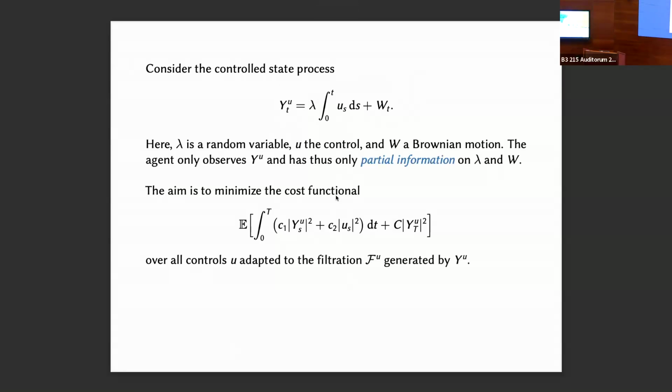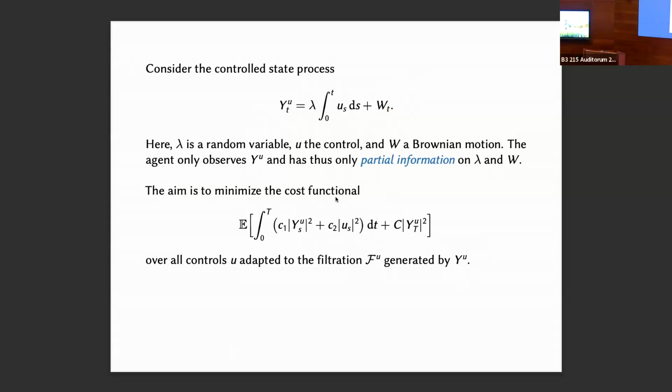Main assumption, we only observe Y, and we don't observe lambda and the Brownian motion individually. So this means if you're choosing your control U, it has to be adapted to the filtration which is generated by your state process Y^U. And the problem is, of course, just by observing Y, you cannot distinguish between changes coming from this one and changes coming from this one, so you have to do some estimation.